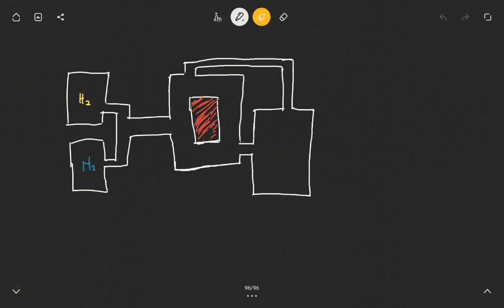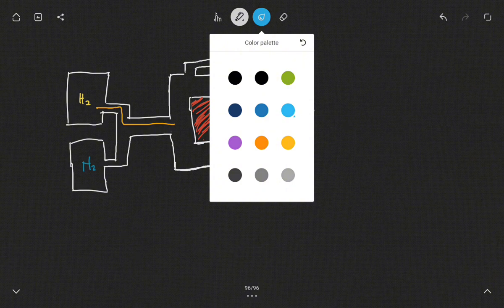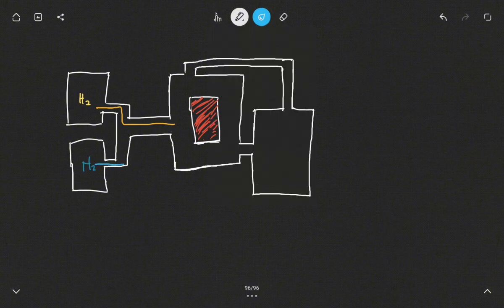Now let's look at this illustration. This illustration is going to show us what exactly is being done. So we have a chamber that has hydrogen gas, and we also have nitrogen gas in another chamber. So what is going to happen is these two gases are pressurized into the second chamber here, which I'm going to call chamber A.